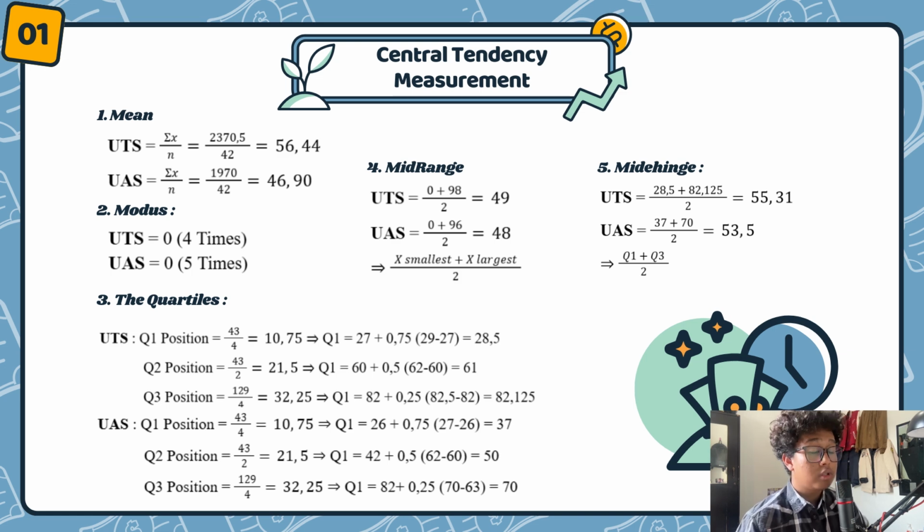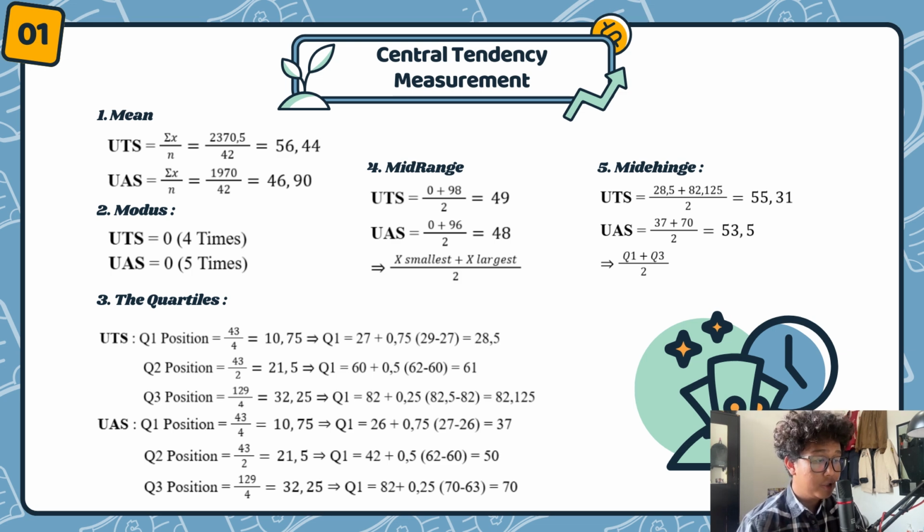82.125. And for the final test, we got the Q1 37, the Q2 50, and the Q3 70. And finally, we're going to calculate the mid-range and the mid-hinge. So mid-range is just the smallest data plus the largest data divided by 2. So for the midterm, we got it 49, and for the final term, we got it 48.